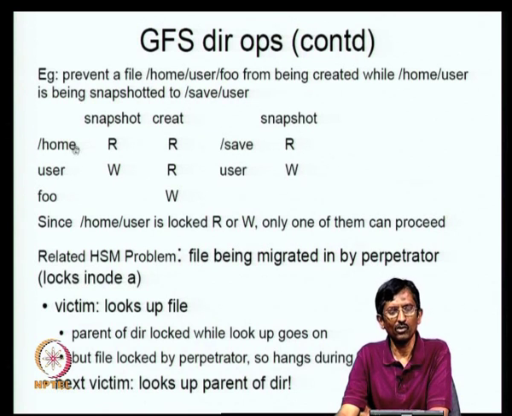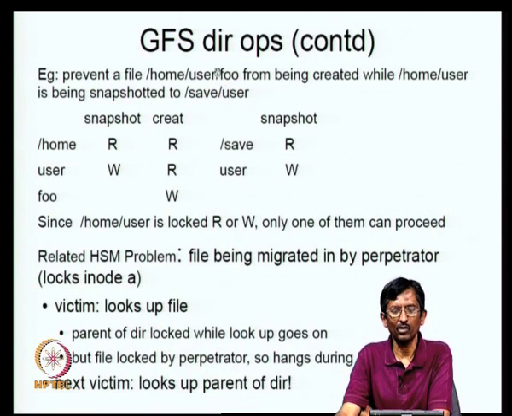If you want to create a snapshot, you are supposed to take a read lock on /home and a write lock on the user, whereas when you are doing a create, if you want to create a foo file, for example, you are going to have a read lock on this, a read lock on this, because the idea is that nobody should be changing the path name while I am creating a foo. That is why this is both a read and then this will be write, okay.